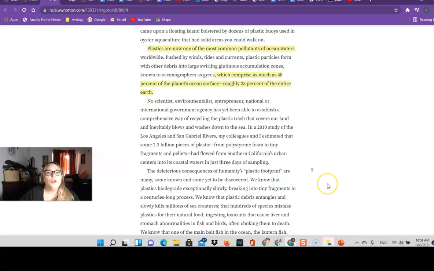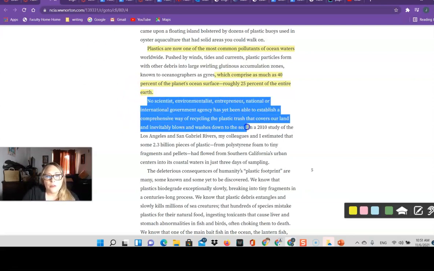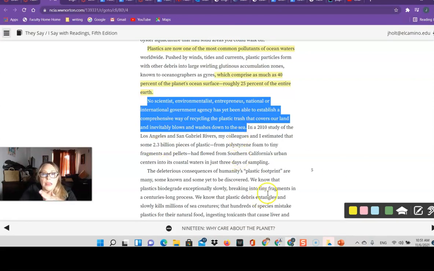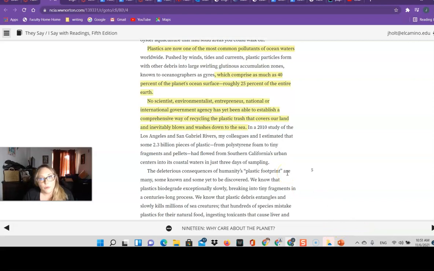No scientist, environmentalist, entrepreneur, national or international government agency has yet been able to establish a comprehensive way of recycling the plastic trash that covers our land and inevitably blows and washes down to the sea. All right, so this is a very important idea, right? There is no agency that has found a way to recycle. These things are not being recycled.